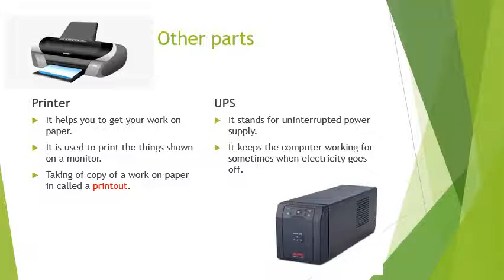Now let us see some more parts of computer. You can see printer. Now printer, it helps you to get your work on paper. When we have written something on computer, we have saved the file. Now if you want to have it on paper, then you can take it out with the help of a machine, that is printer. So you can take out the work on a paper, and that work is called printout.